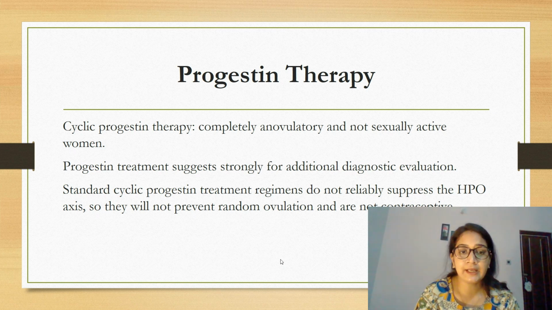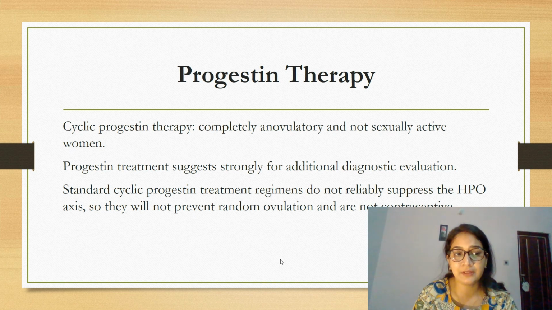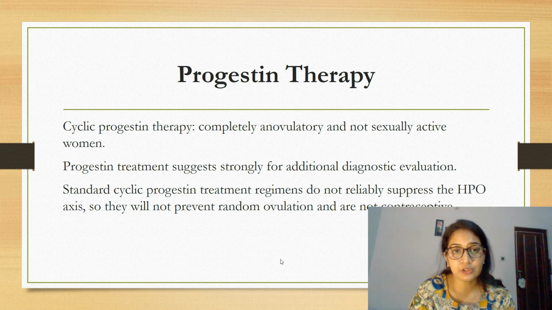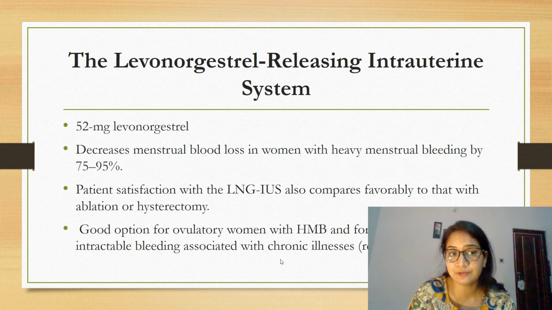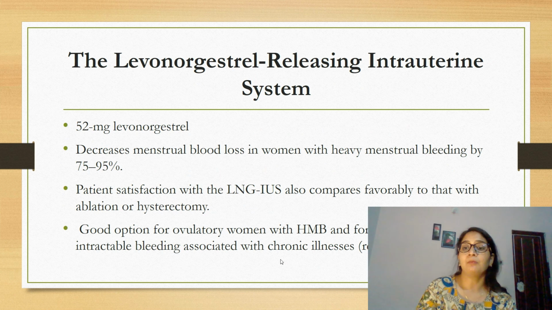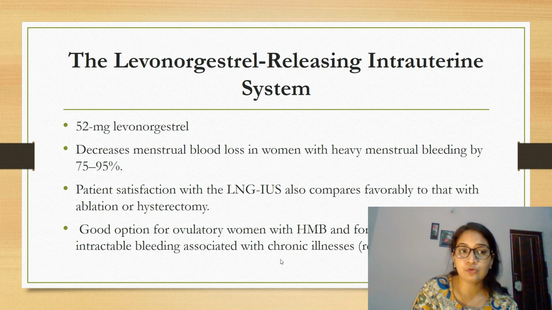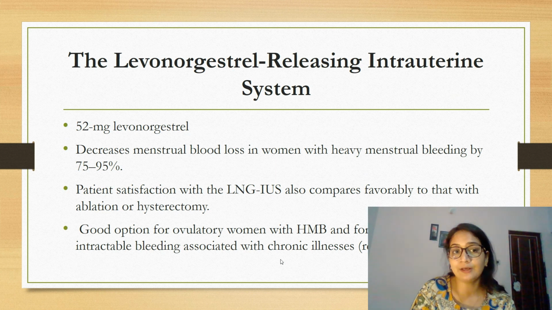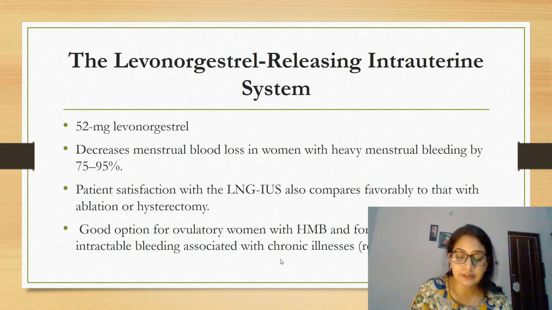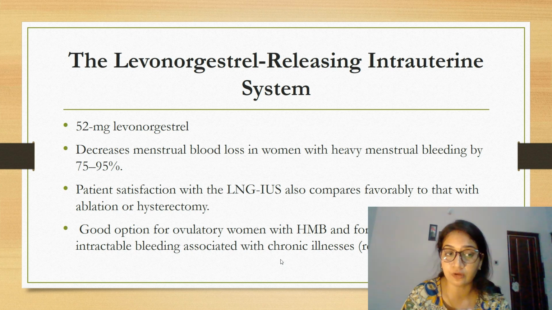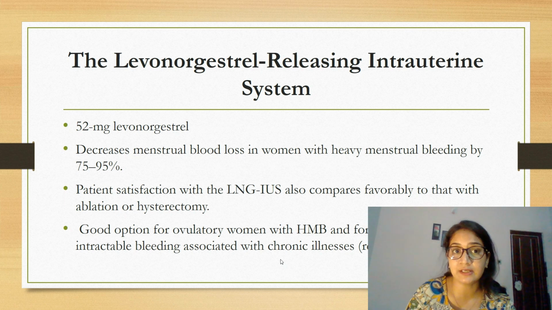And the standard cyclic treatments do not reliably suppress the HPO axis, so they don't prevent any random ovulation and are not contraceptive. For contraception, if you want, you can definitely use the combined ones. And LNG IUS has 52 milligrams of LNG, or levonorgestrel. It decreases the menstrual bleeding by around 75 to 95%, and patient satisfaction is quite good with LNG compared to the oral, because it doesn't have any systemic side effects as well.